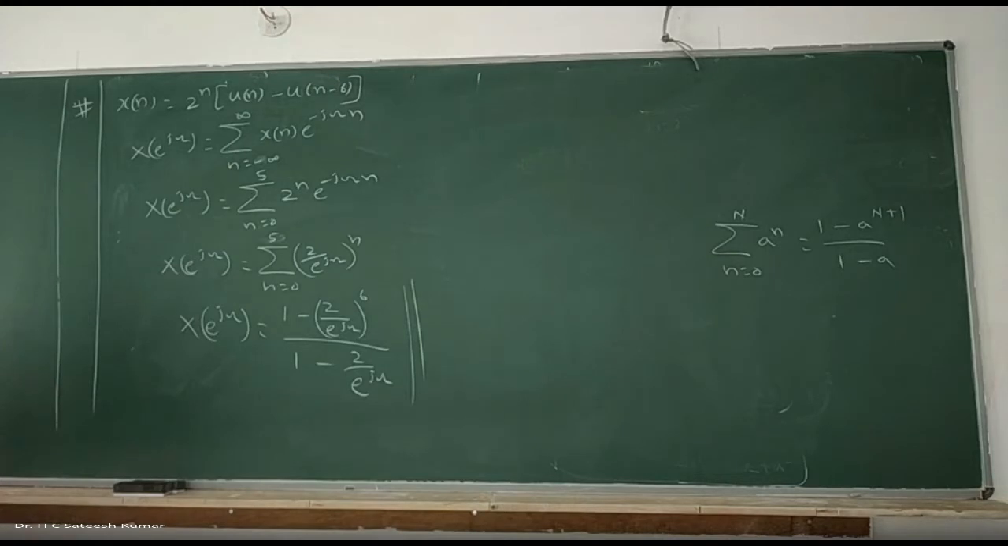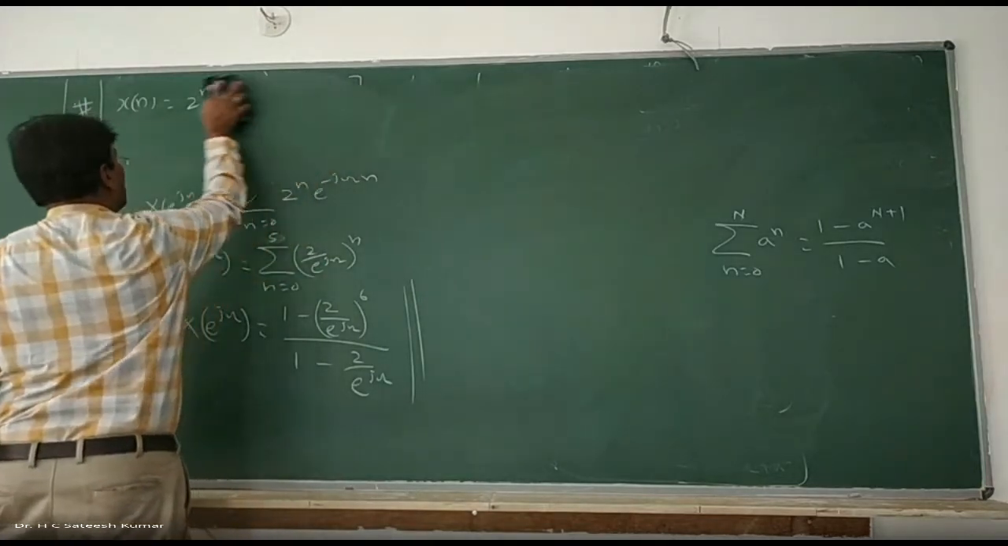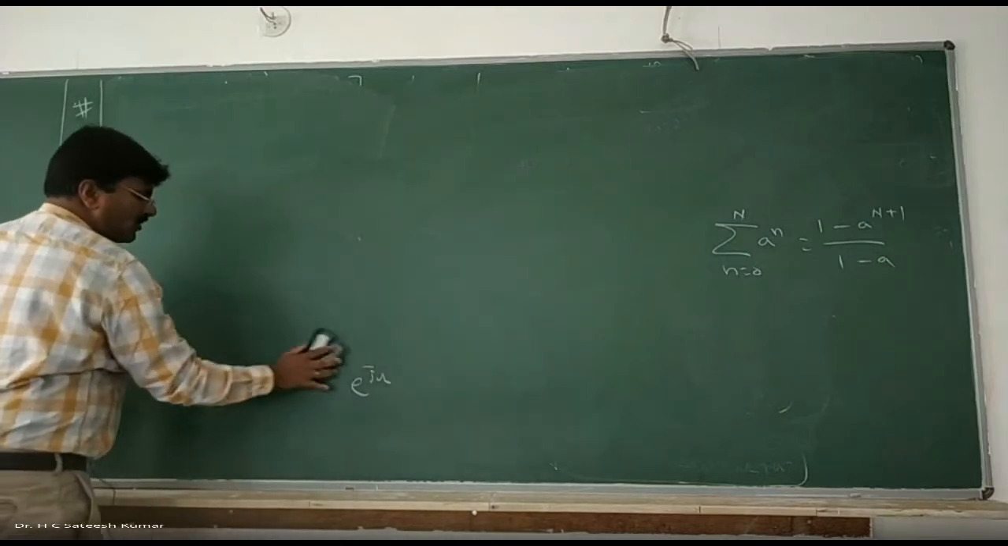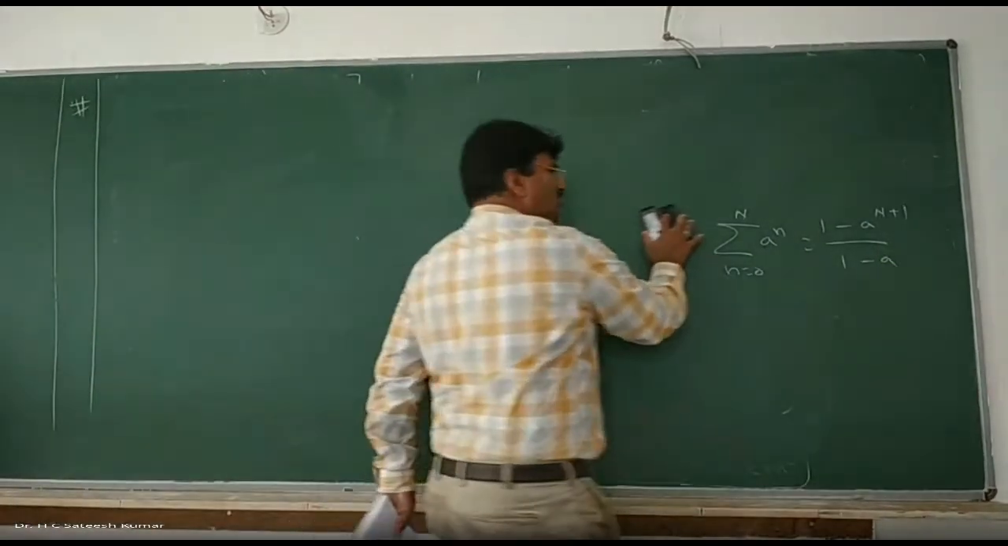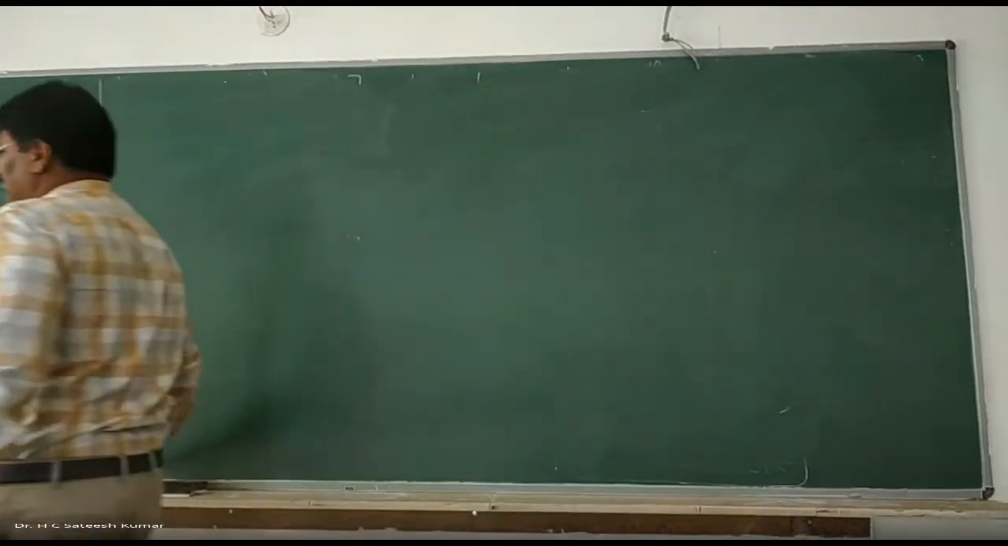Now let us go for the inverse DTFT. Inverse DTFT means what? If X of e to the power of j omega is given and you obtain x of n, we call that the DTFT. If X of e to the power of j omega is given and you get back x of n, that is nothing but the inverse DTFT, right?